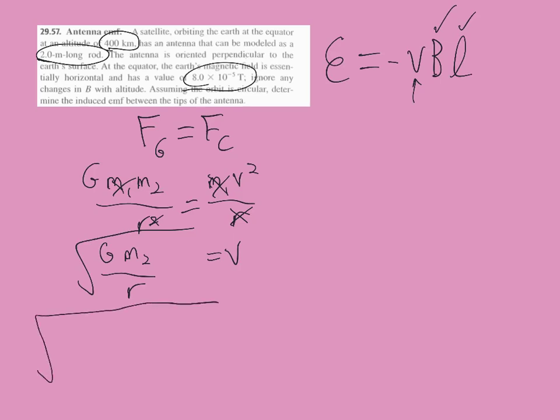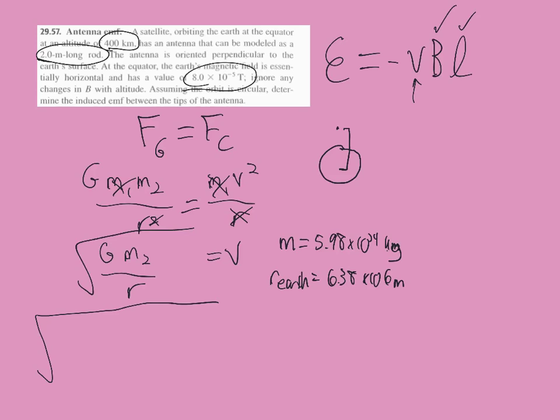We have to look up the mass of the Earth, which is 5.98 times 10 to the 24th kilograms, and the radius of the Earth, which is 6.38 times 10 to the 6th meters. Remember, the satellite's above the Earth. If this is the Earth, it's up here, so the radius is this whole distance, and we're going to have to add those two things together.